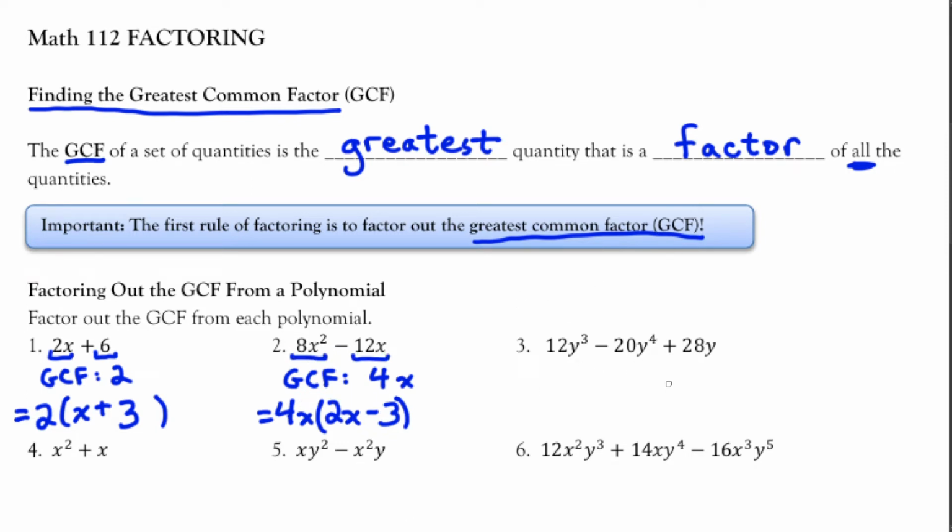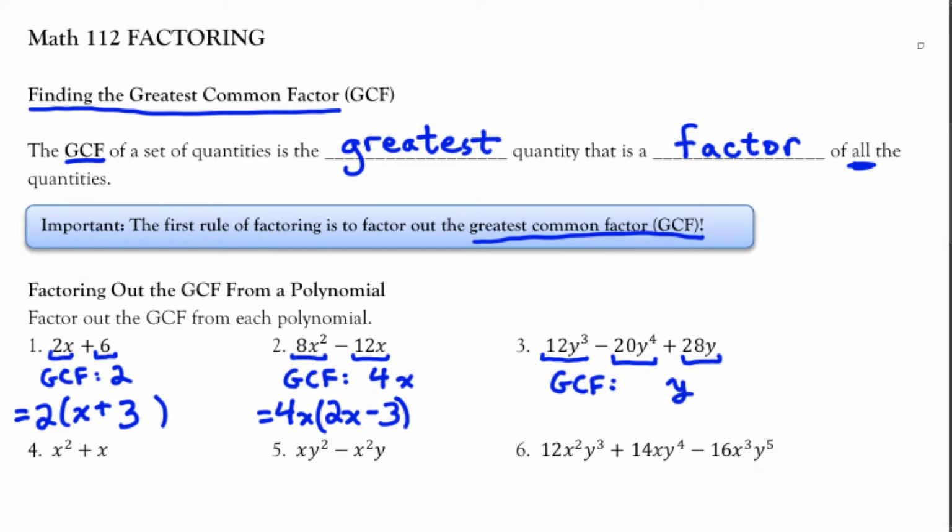Let's look at one with 3 terms. In this one, we're looking for the greatest common factor of all 3 of these terms. Just like in number 2, we'll look at the y's separately from the numbers. The first term has y cubed, the second term has y to the 4th, and the third term has just y. The biggest power of y that they all have in common is just the y. So the greatest common factor will have a y.